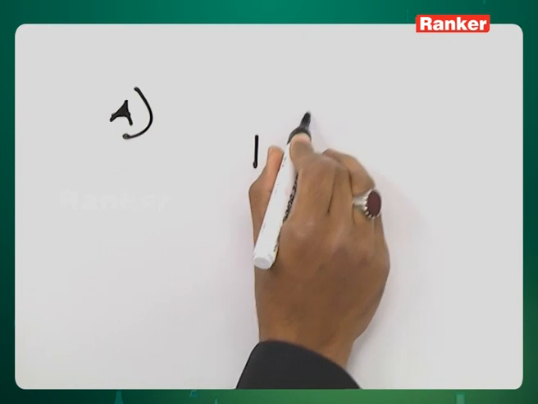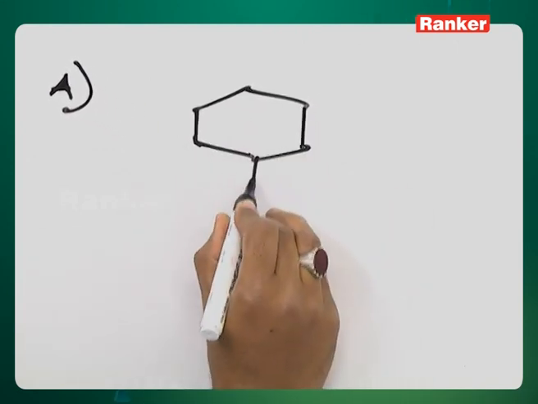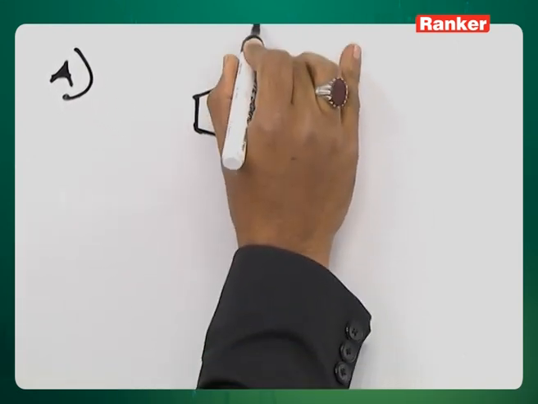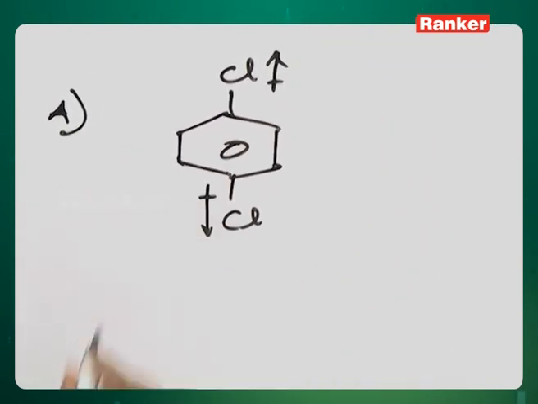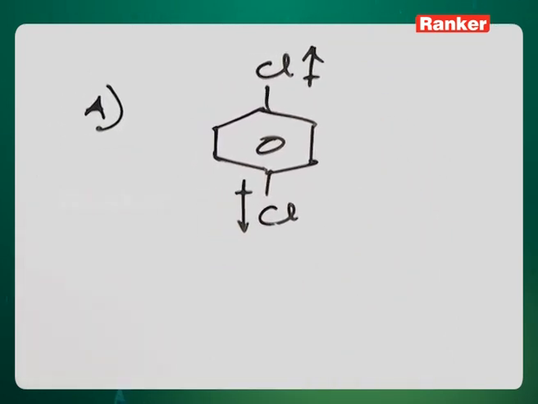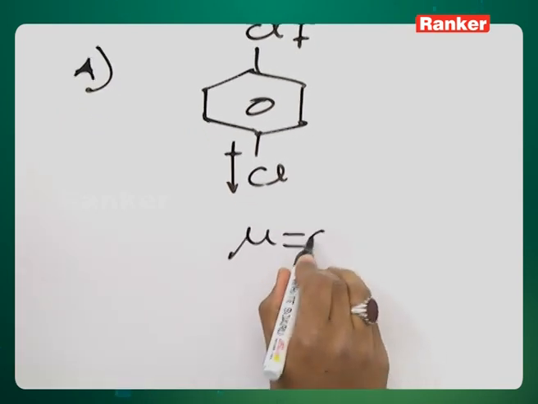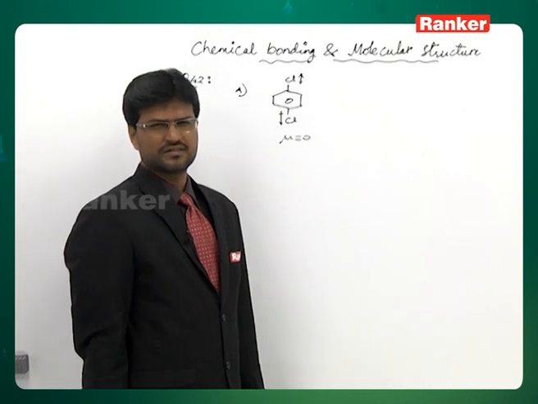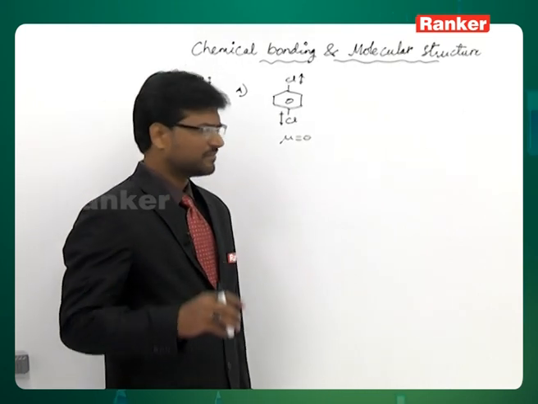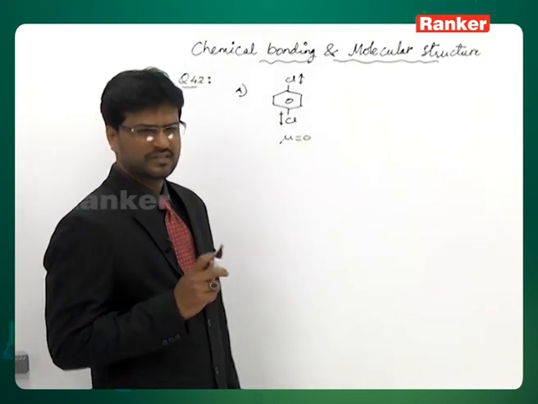Compound A, 1,4-dichlorobenzene. Here, the two chlorines are at 180 degrees dihedral angle, they cancel out each other. This is expected to have 0 dipole moment. So, this is not showing dipole moment, that means the dipole moment of this compound will be 0.